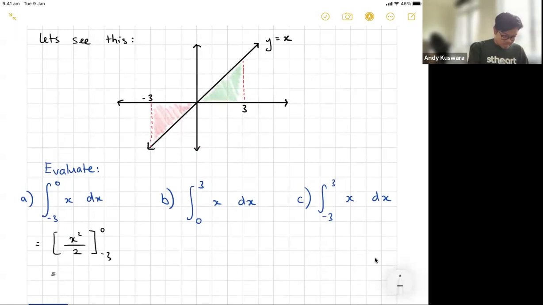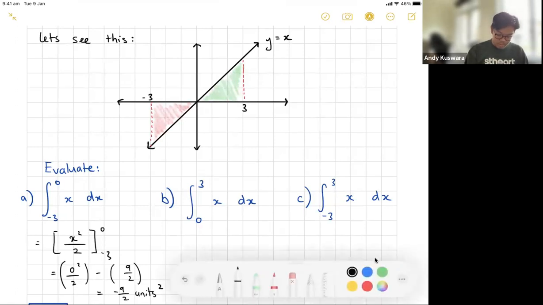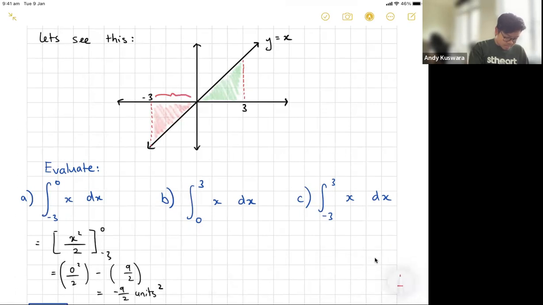And so that just becomes 0 squared on 2, take away -3 squared, which is 9 on 2. And that's going to give us an area of, I think, -9 on 2 units squared. Yeah. So see how we've got between -3 and 0, which is talking about this part here, right? That's what's actually going on here. We're talking about this section, and we've got a negative answer.